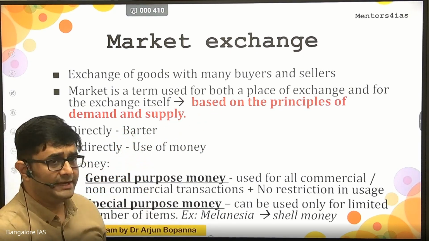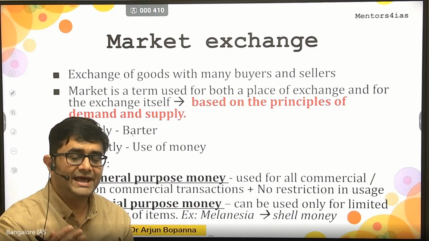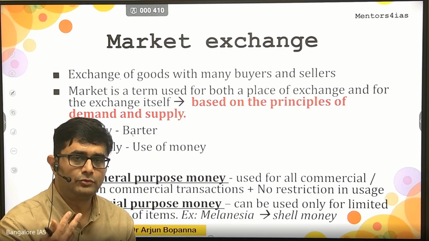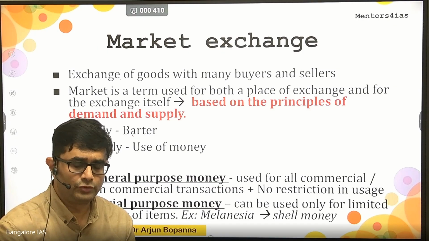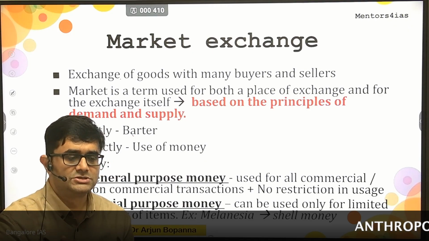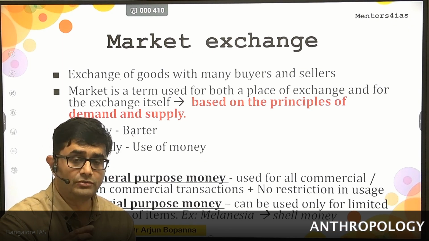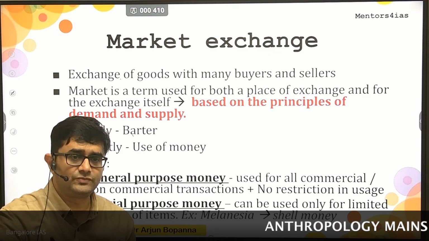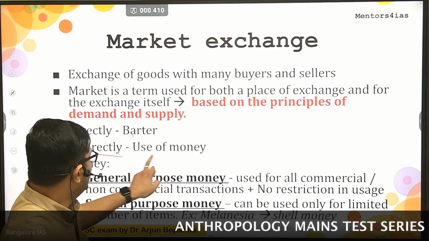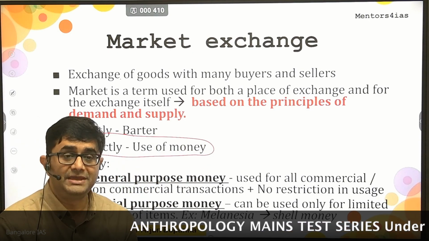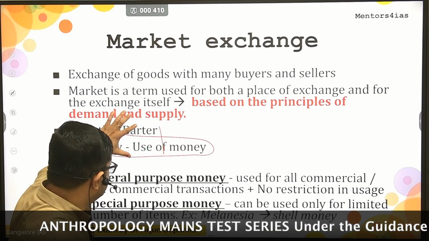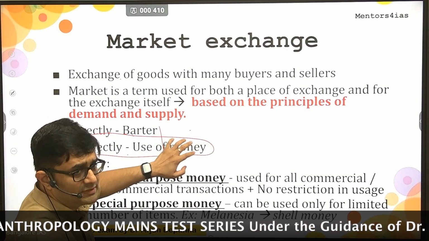It can be direct or indirect. So barter system is a direct form of exchange. So you exchange apples for mangoes. You are a farmer who produces food grains, and you have a carpenter who produces agricultural equipment. So you exchange them. So that is called barter system, without the use of money. Indirect exchange is where you use money as a means of exchange. Okay, so this is the type of market exchange. Barter, where you exchange commodities without money.